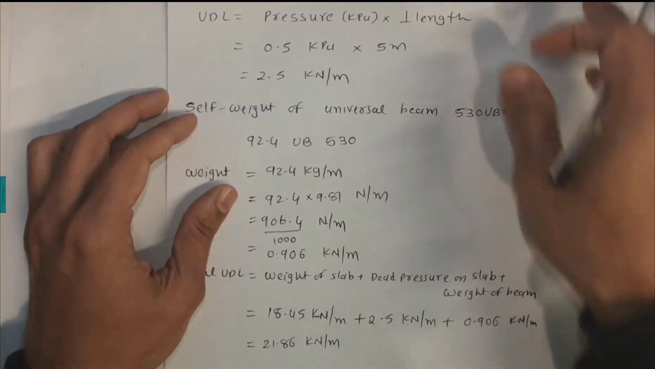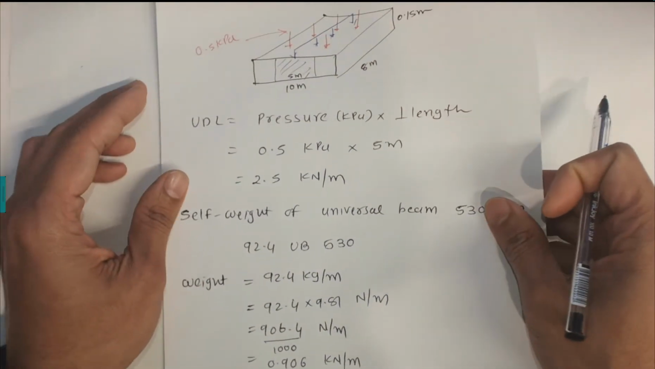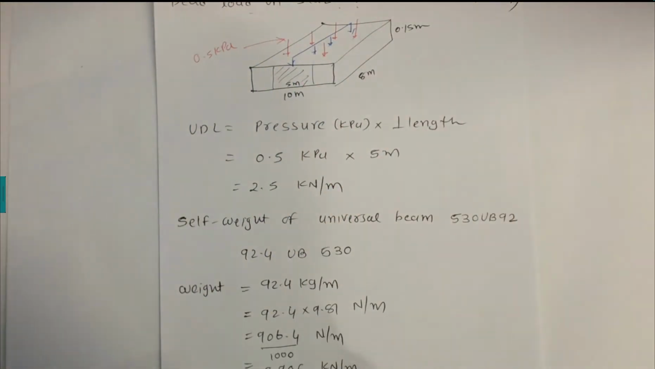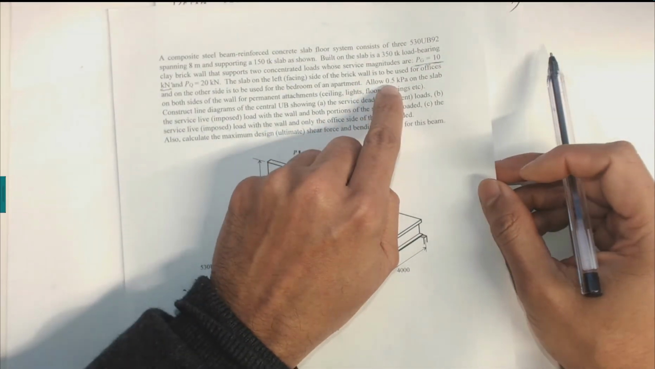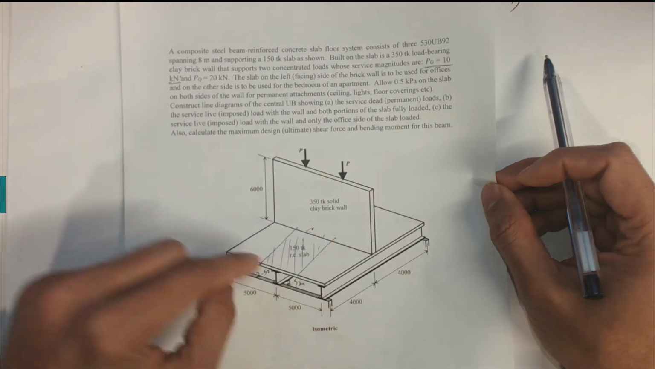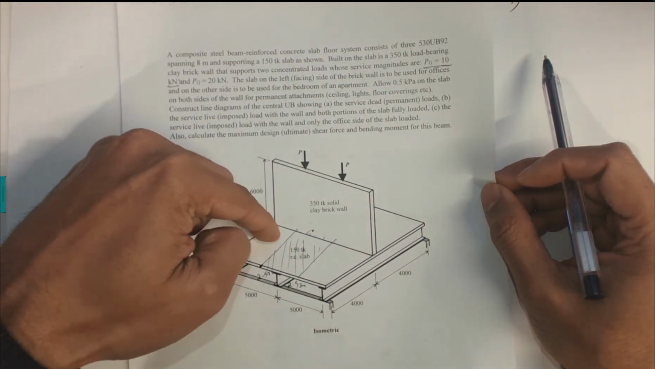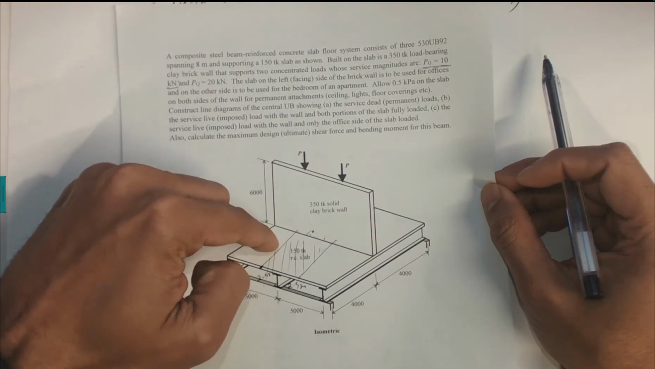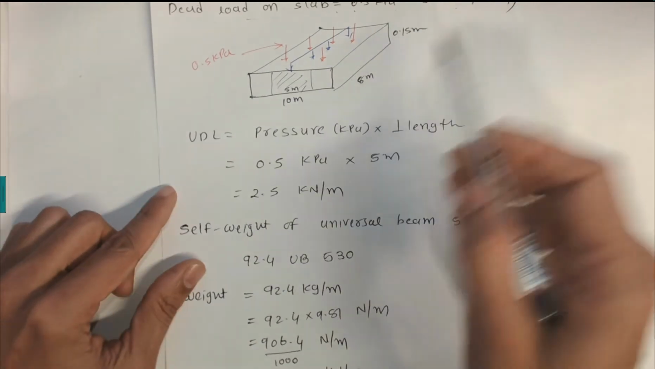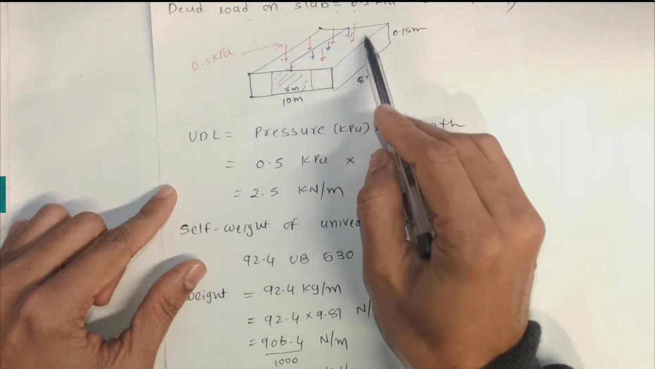Now once you calculate for the slab, we need to calculate the dead load on the slab, because in the example it's saying that the slab also has 0.5 kilopascals dead load. So on this slab it has a weight, but on top of this weight you have another dead load coming onto the slab, which is 0.5 kilopascals given in the question. So we have 0.5 kilopascals pressure coming on this one.